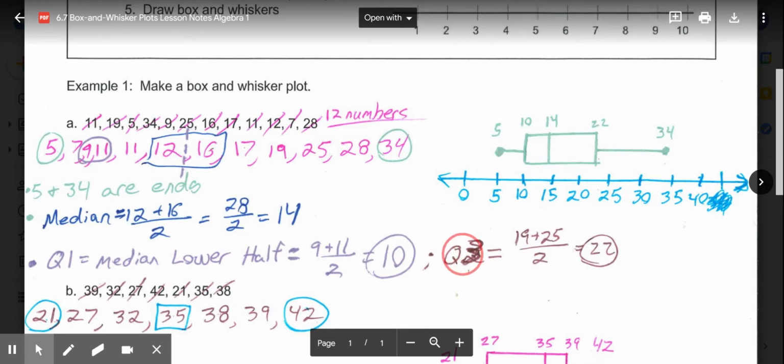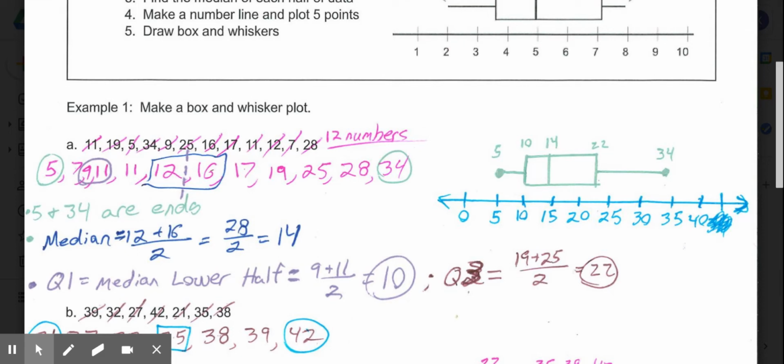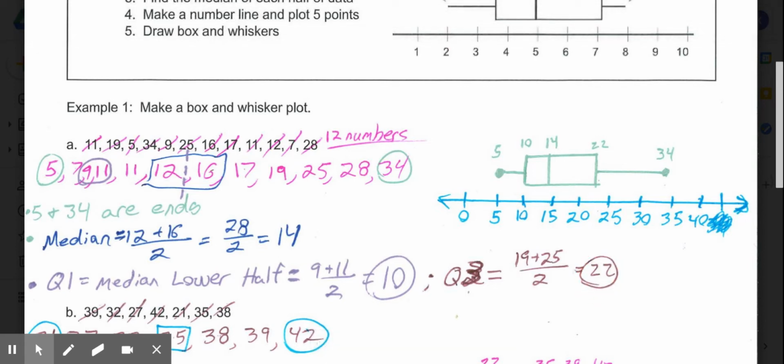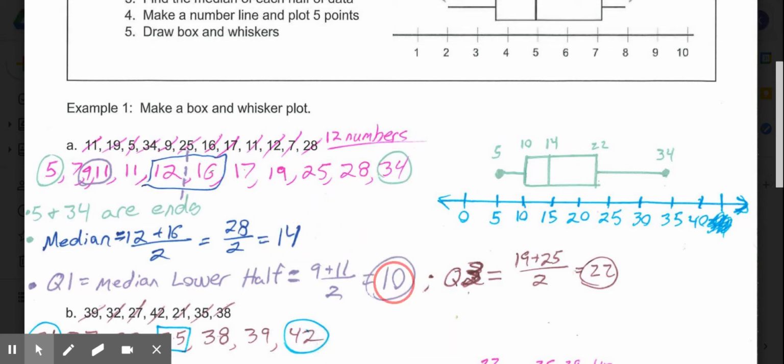Now I need to figure out Q3, which is the median of the upper half of the data. So I'm looking at 16, 17, 19, 25, 28, 34. 16's included, so I'm going to go 3 numbers this way, 19, 3 numbers this way, 25. So my median is 19 plus 25 divided by 2. So that would give me 22. So now I know my 5 data pieces. Smallest value, largest value, median, quartile 1 or Q1, and quartile 3 or Q3.